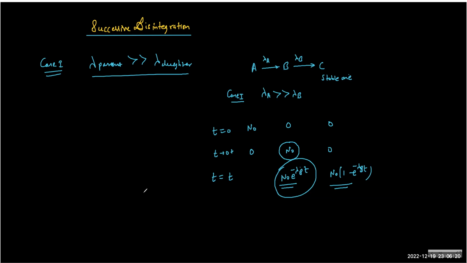Yes, sir. So here we can write for this case, NB equals N naught e power minus lambda B t, and NC equals N naught times 1 minus e power minus lambda B t. I hope this is clear to all of you. The case one part.